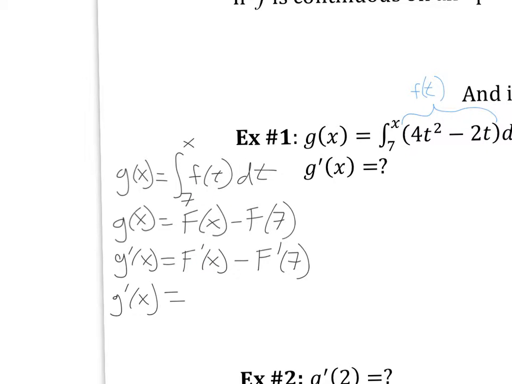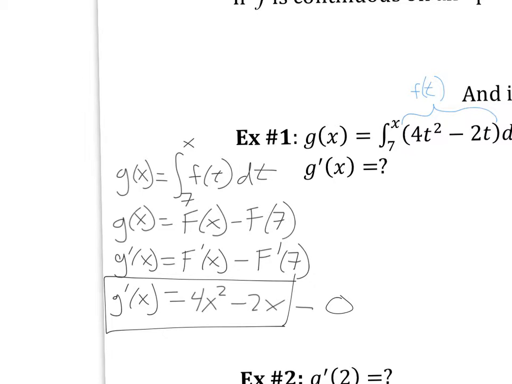This whole setup is just explaining how I can skip straight to here. So this would just be 4x squared minus 2x. Minus, though, what's the derivative of a constant? Remember, when we plug in a 7 here, we just get some number. So the derivative of a constant is really just 0. So that's really all we had to do here, was just plug in an x.